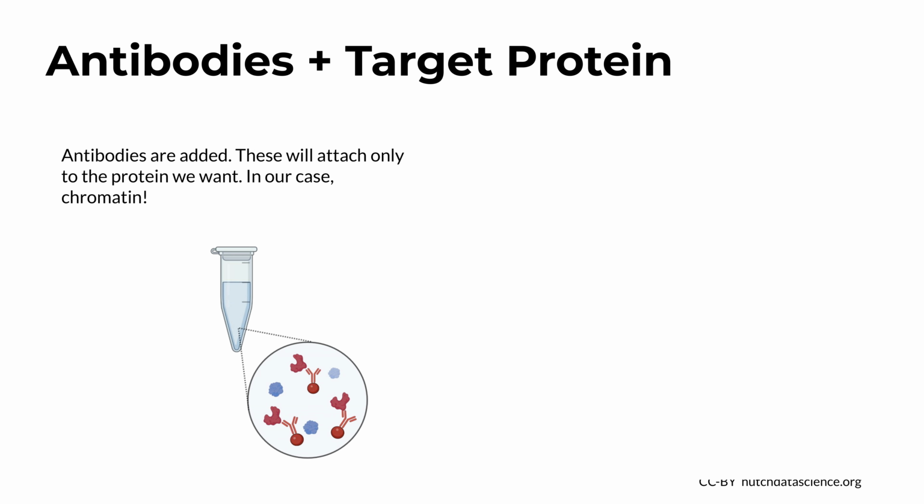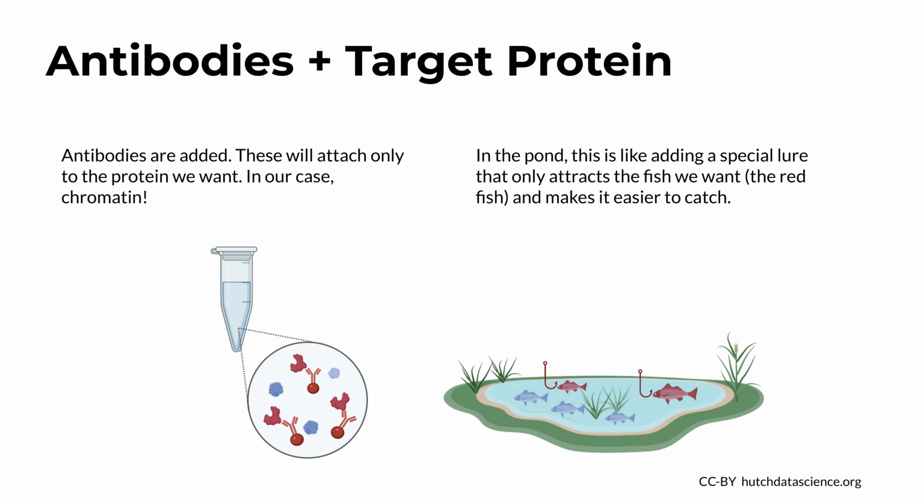Antibodies are added as they are able to bind to our target protein directly. For non-specific ChIP, antibodies that are not target-specific can be used. On binding of the antibody to our target protein, we use beads that are able to recognize the antibodies for purification. Bait and hooks used for fishing are analogous to our use of antibodies and beads.